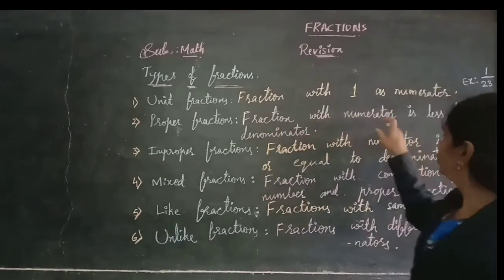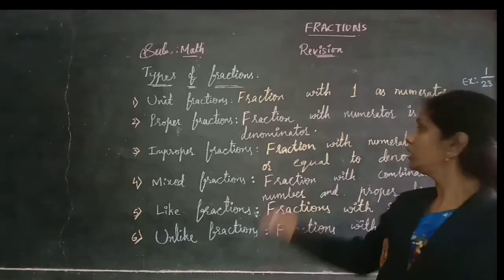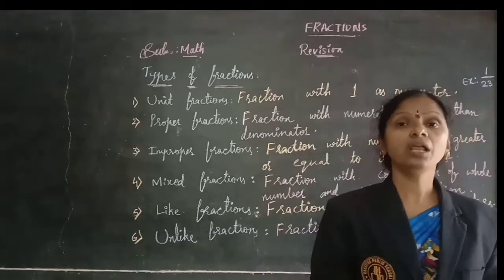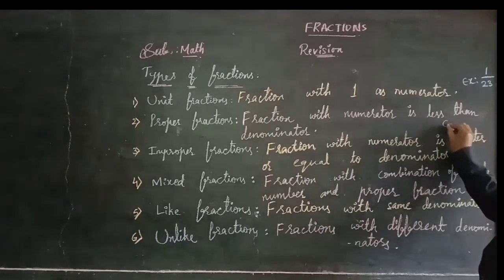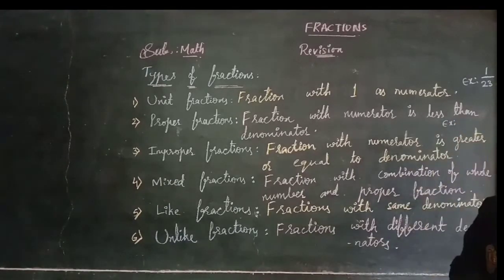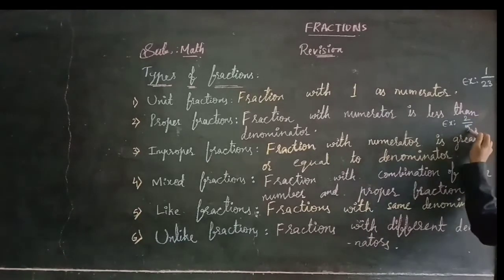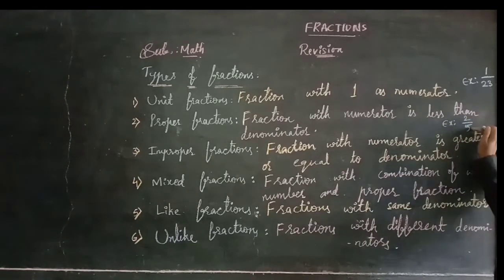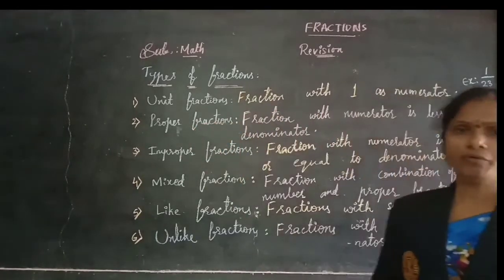Next, proper fraction. Proper fraction means what? A fraction whose numerator is less than the denominator. The numerator should be smaller than the denominator. Here, the example I am writing is 2 by 5. 2 is smaller than 5, which means 2 is less than 5. This type of fraction is called a proper fraction.